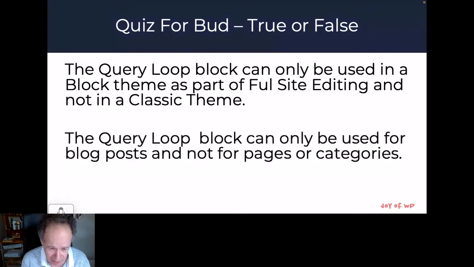And Marcus, question number 2 for Bud. All right. True or false again? The query loop block can only be used for blog posts and not for pages or categories. Oh, I'd love to ask everybody that question because the logical answer is, isn't it just part of the blog and posts and stuff like that? The answer is, yeah, that's the logical answer, but it's not the correct answer. The correct answer is the query loop block can be used for pages and categories and all kinds of content or post types other than just posts. So that's kind of interesting. All right, and I'll do a little demo of that in case that's not totally clear. At least I hope I'll do a demo of that.